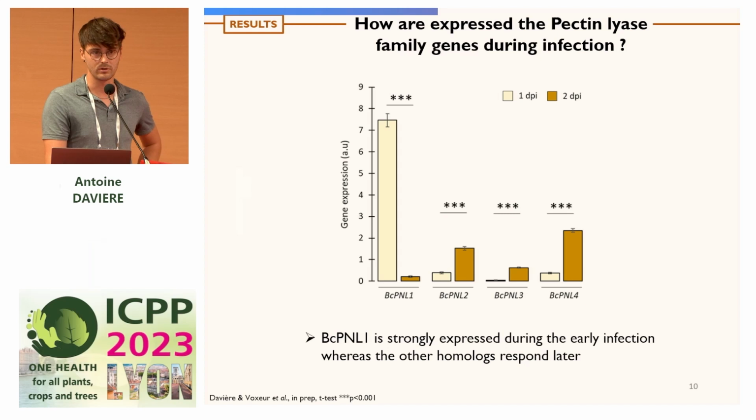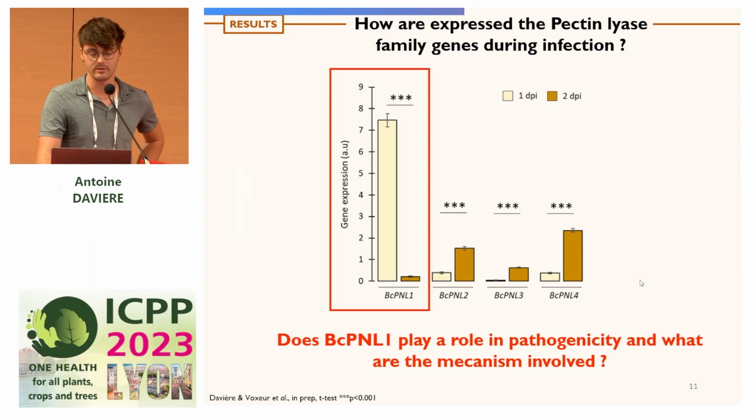So there are 5 homologs and 4 that are expressed during the infection. Here you can see their expression at 1 day post-inoculation and 2 days post-inoculation. And you can see that BCPNL1 is strongly expressed during the early infection, whereas the other homologs respond later. So that's why we have focused our attention on this gene.